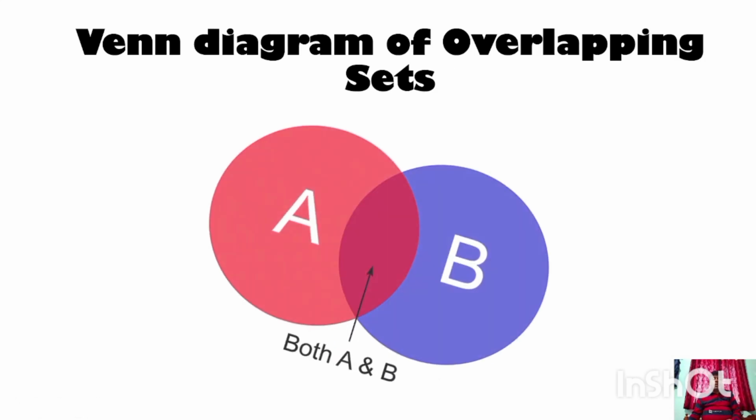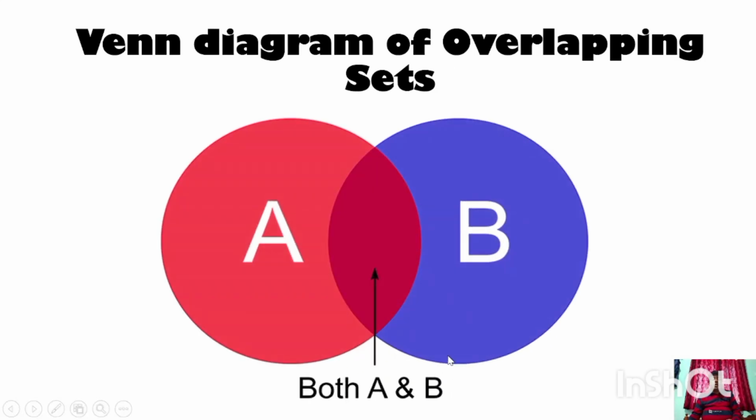Look at the Venn diagram here, overlapping sets. Here 4 is the element, the common element in the common, intersecting area. So both the sets, the sets A and B, are said to be what? Overlapping sets. Clear? Yes.